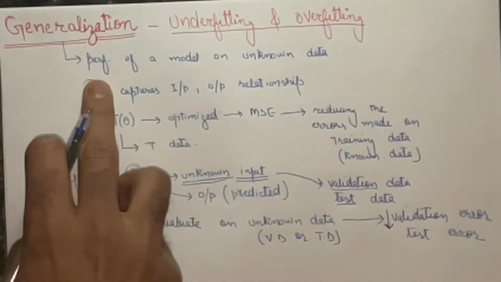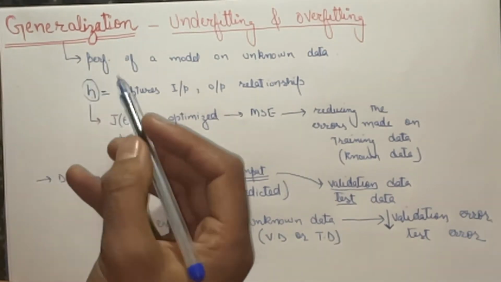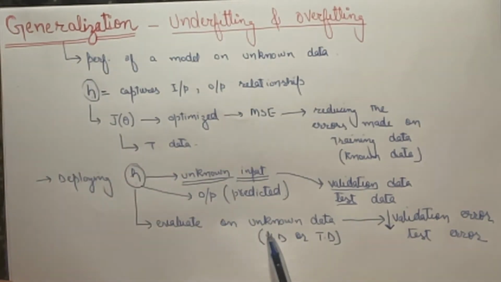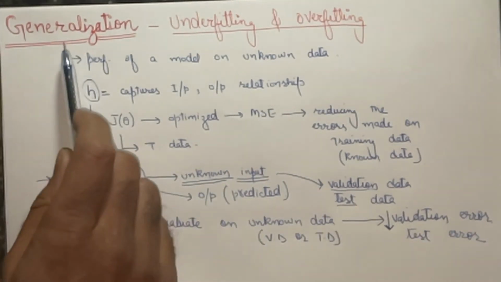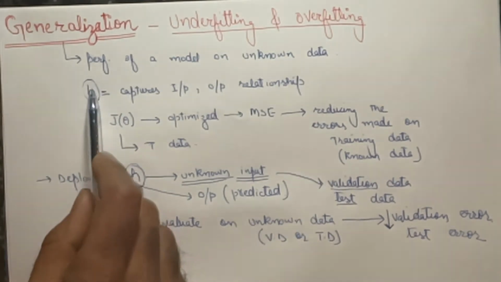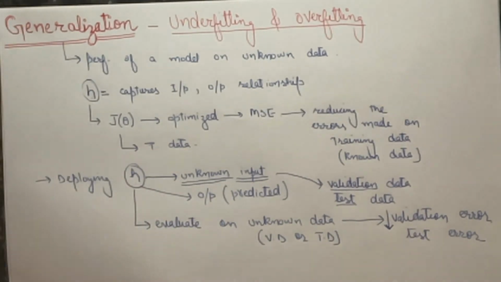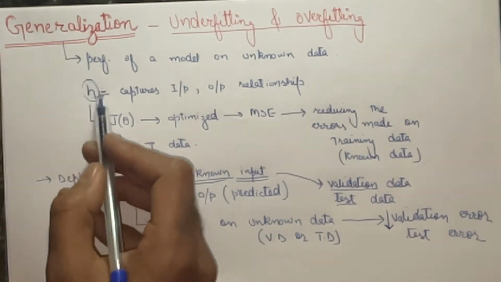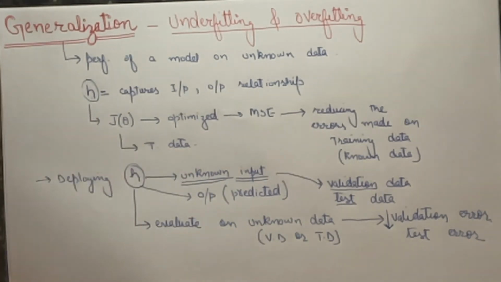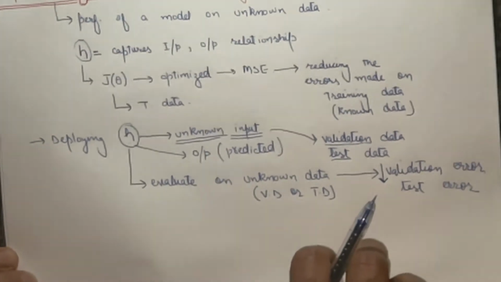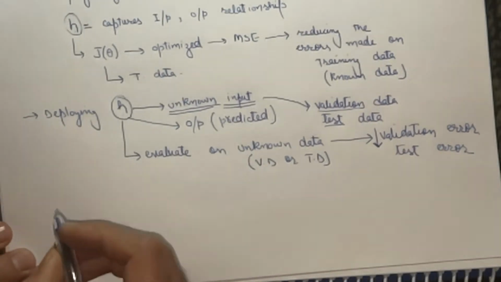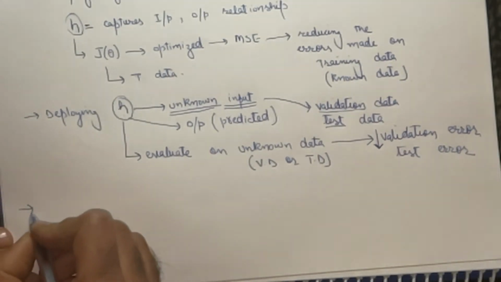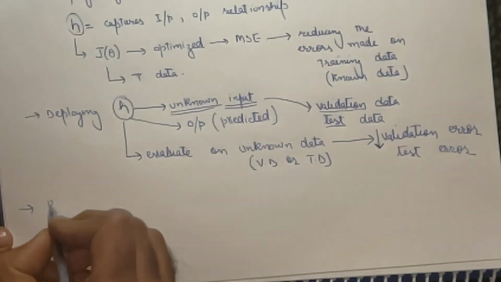So if our model generalizes very well to the unknown data, meaning the validation error or the test error is very low, then we will say that this particular model is a generalized model, and it will predict the output of unknown data as well. However, this is not always the case. So there are two possibilities.